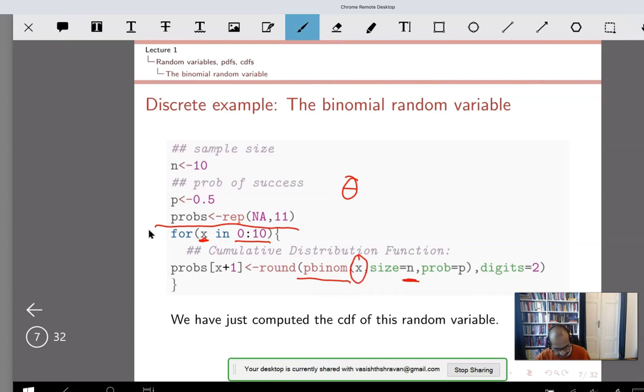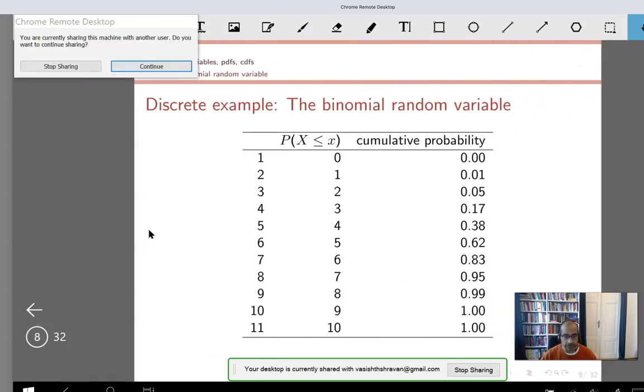And for sample size 10 and probability 0.5, I'm going to compute the cumulative probability using pbinom. Remember, the cumulative probability of observing some number a or less than that, where a can be 0, 1, all the way to 10. That's the cumulative distribution function of the binomial random variable, and that's what I've done here.